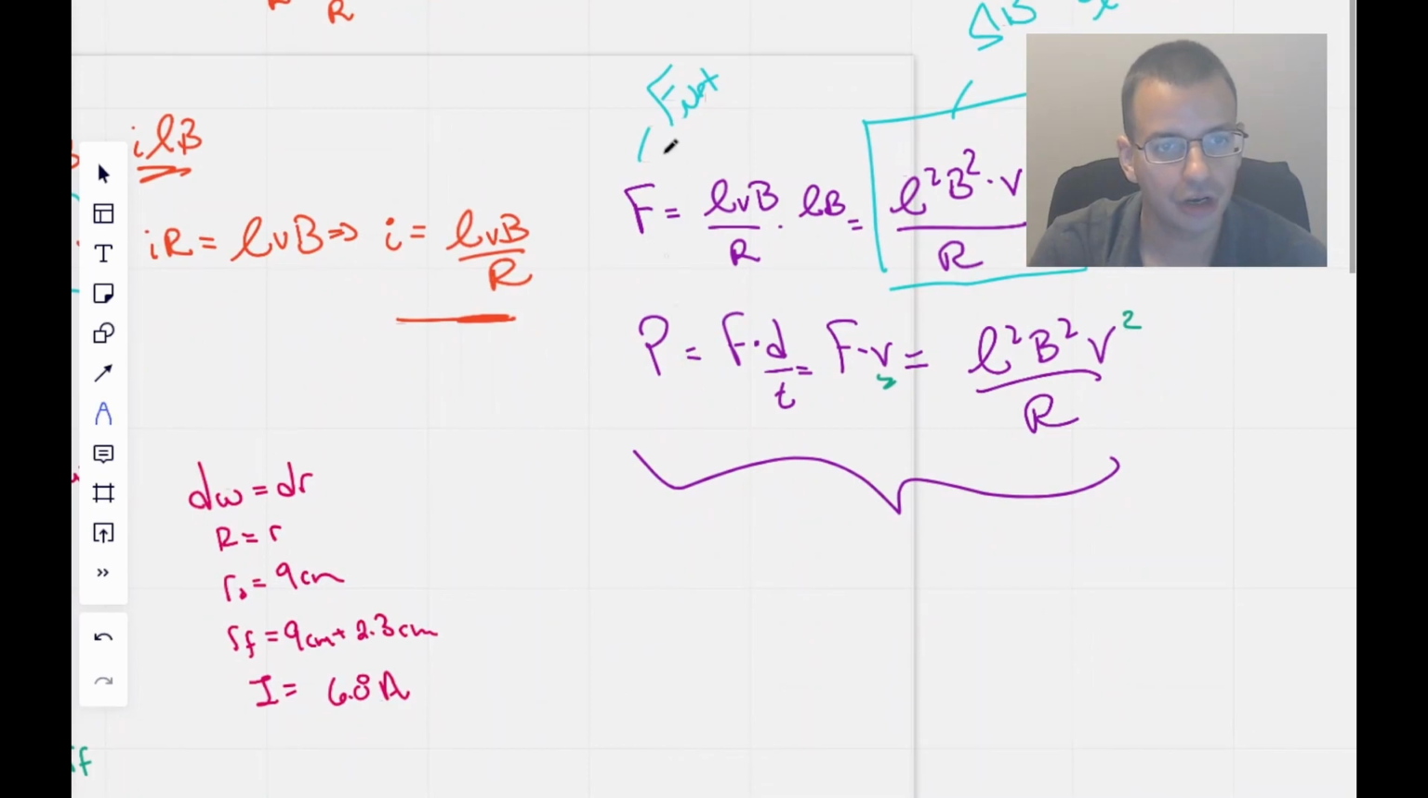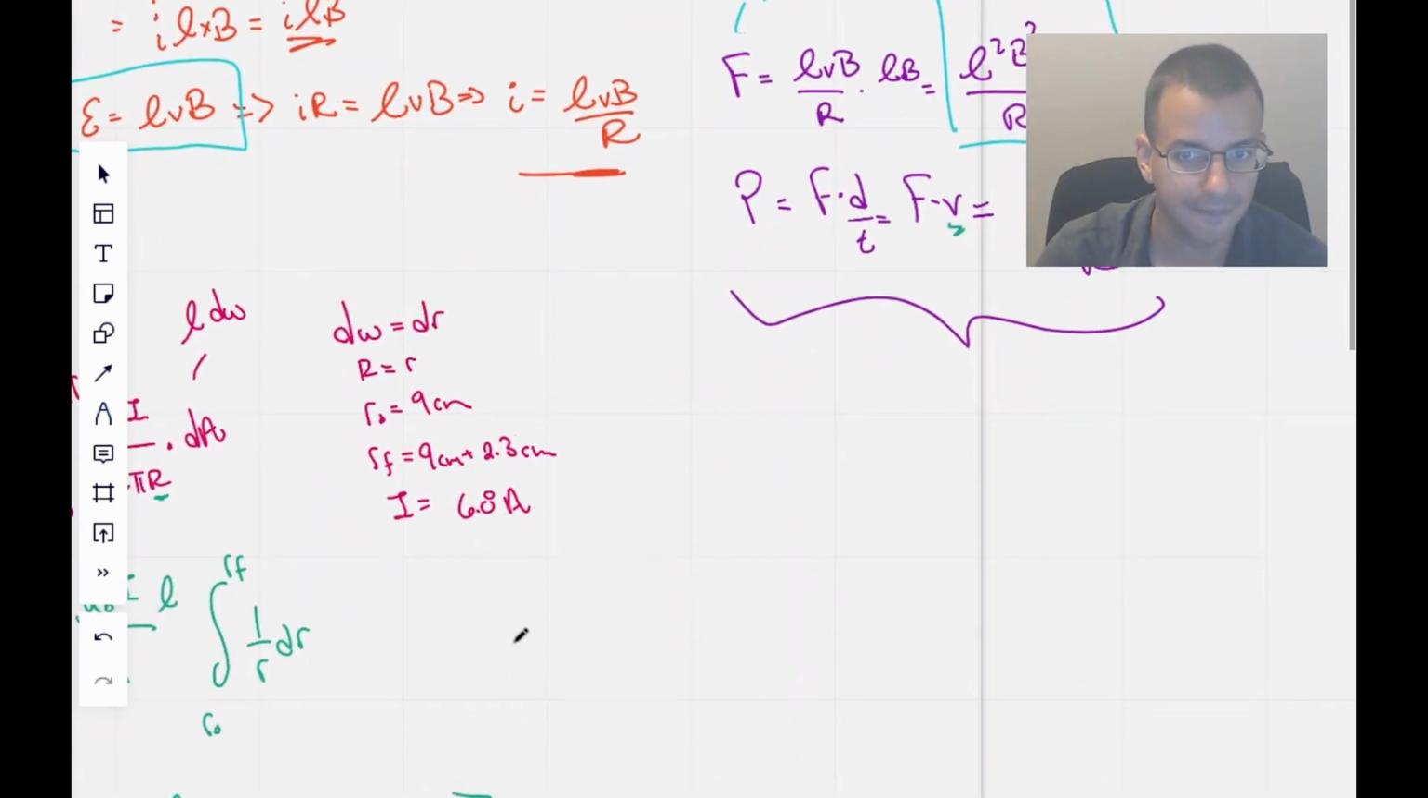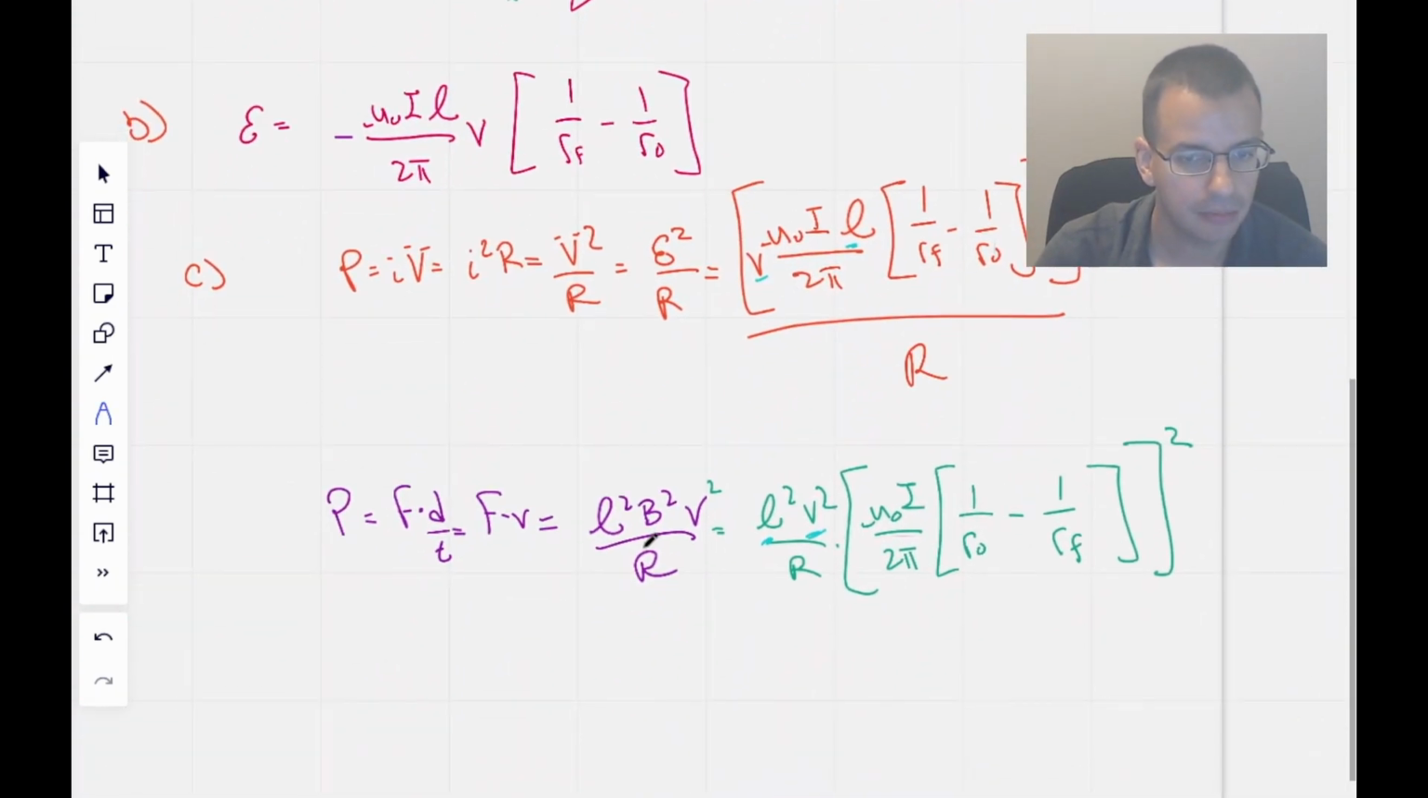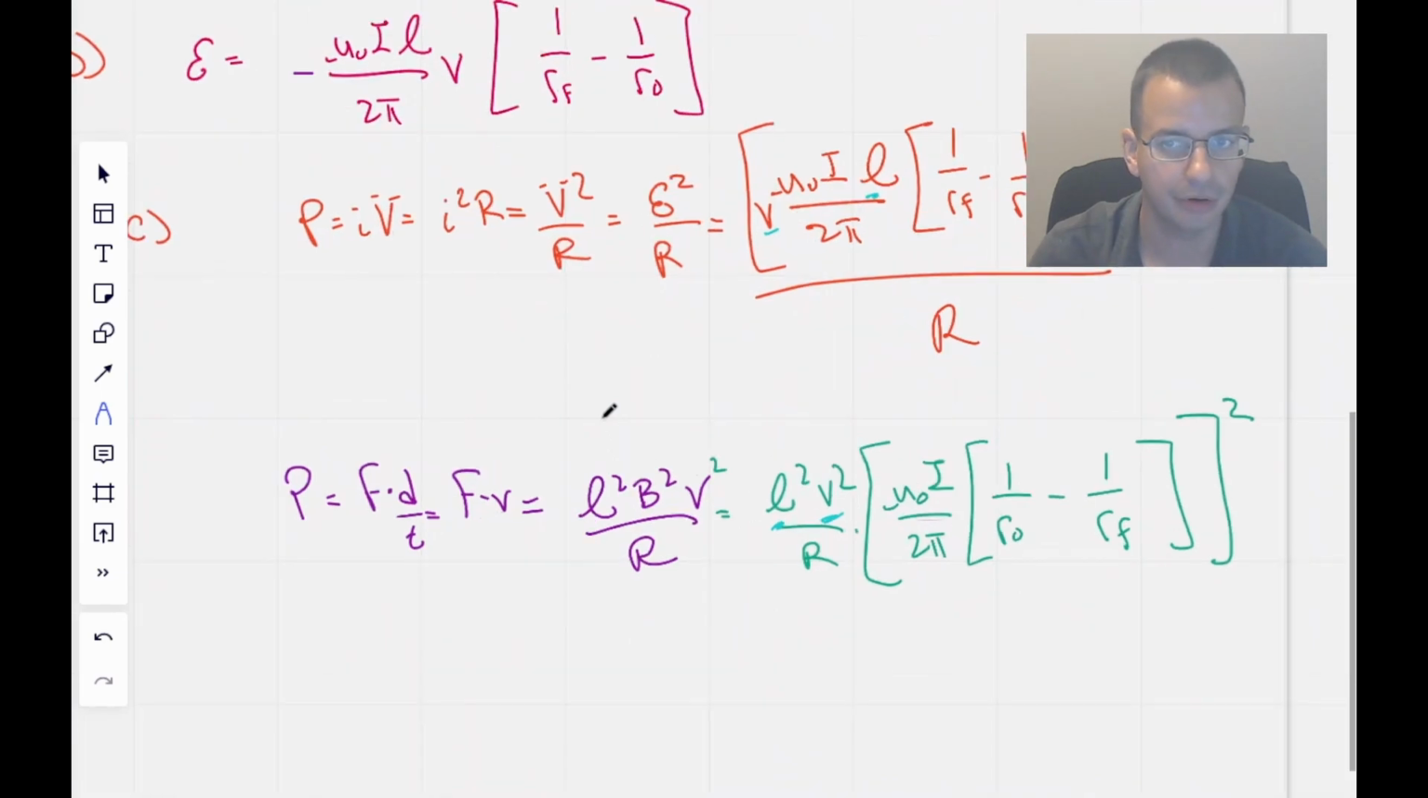Then we want to convert force into power. To do that, we multiplied the force by velocity. Then we went down here, plugged in some more variables, compared and contrasted, and we saw that they were the same. And that's the main idea behind this problem.